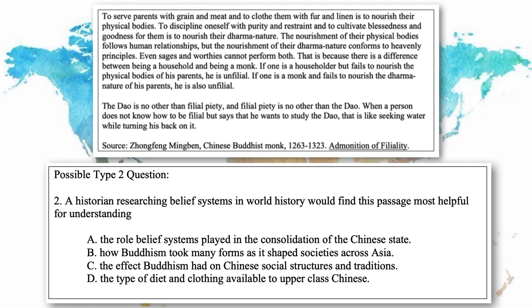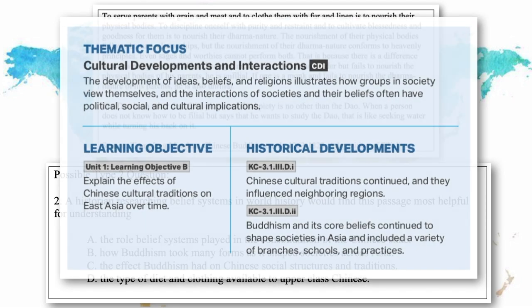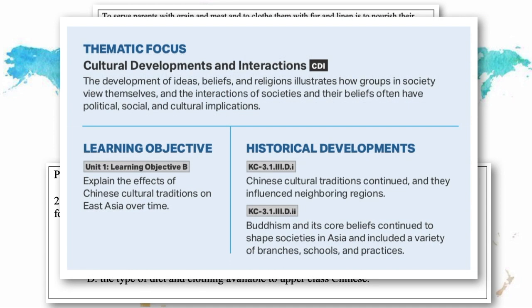Had any student been taught this, by the way, this is topic 1.1. This is on page 39 in the CED. The 2 historical developments, Chinese cultural traditions continued and they influenced neighboring regions. And then the next one says Buddhism and its core beliefs continued to shape societies in Asia and included a variety of branches, schools, and practices. So there you find the justification for that question in the CED.